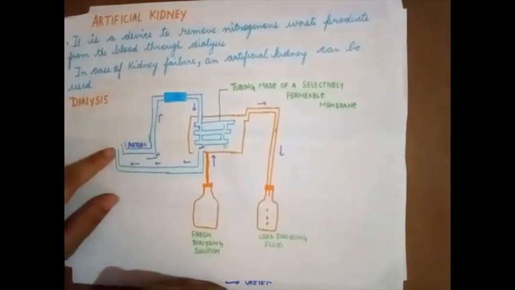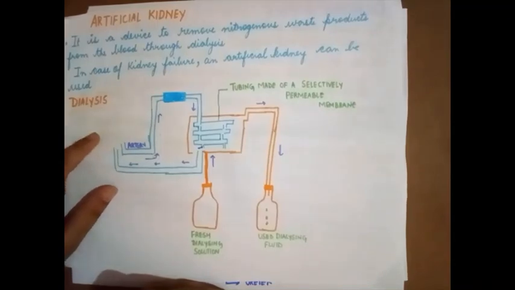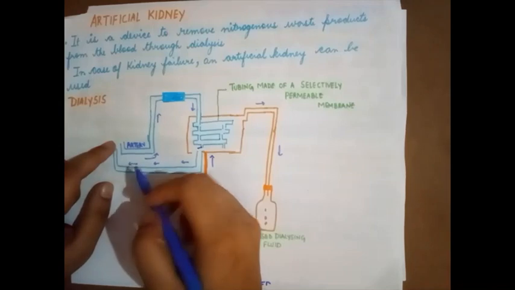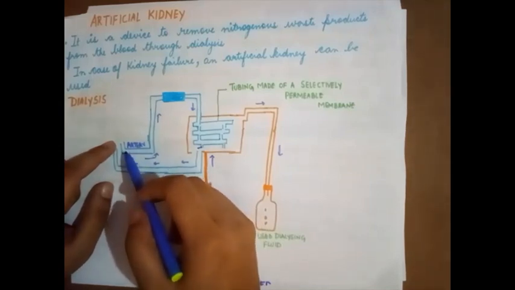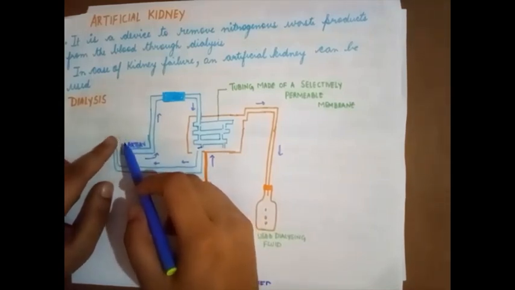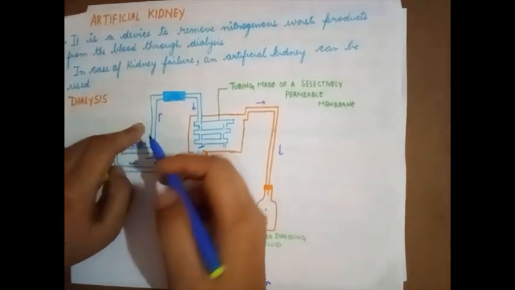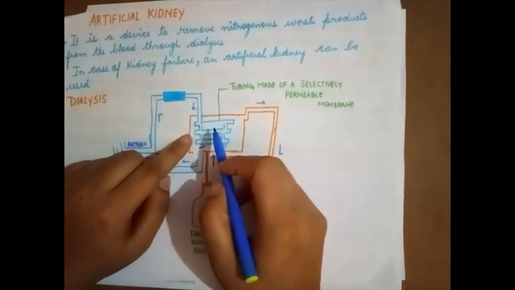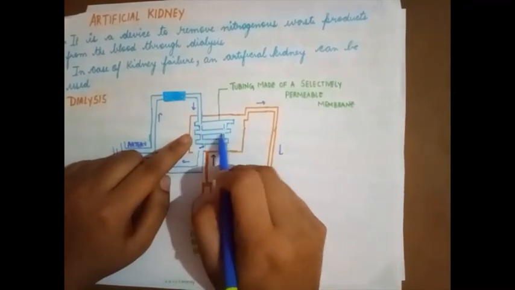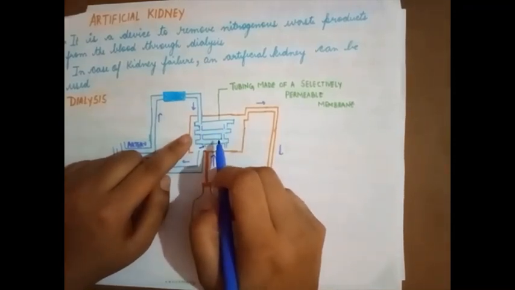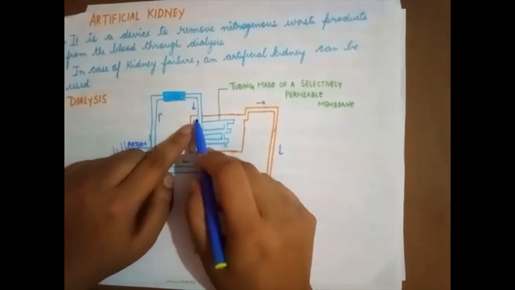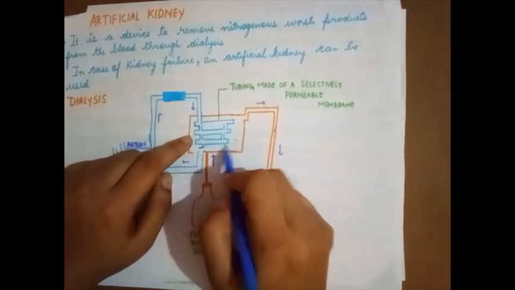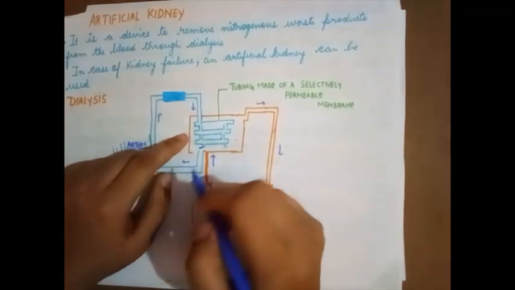Now let's try to understand the working of a dialyzer. Now these two tubes are connected to the arms of the patient, and the blood that has to be purified is removed through the artery, and from the artery it enters this dialyzer. Now this dialyzer has a series of tubes, and these tubes are semi-permeable, and the semi-permeable tubes are surrounded by the dialyzing fluid.